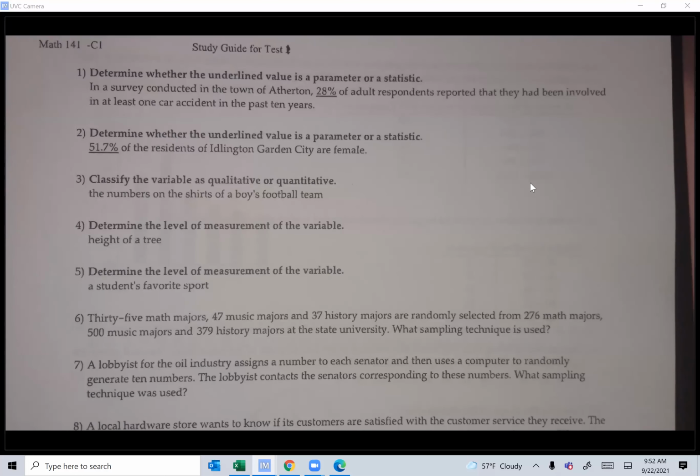Okay, parameter or statistic. In a survey conducted in the town of Atherton, 28% of adult respondents reported that they had been involved in at least one car accident. This is a survey, guys. You don't survey every single one, so that's a statistic.